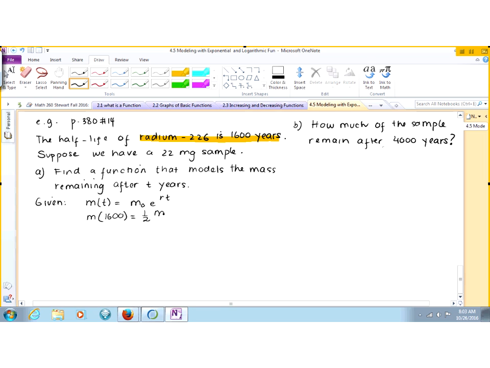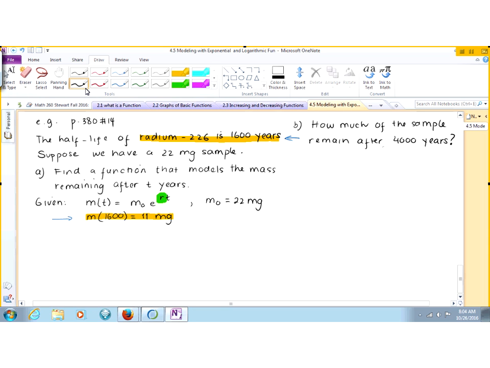M of 1600 is equal to half of M naught, or 11. Yes, you're right. If M naught is 22 milligrams, that's the initial value, and this one is just half of M naught, which is 11 milligrams. So this is something like the doubling time that I showed you earlier. This is something you need to be able to translate.